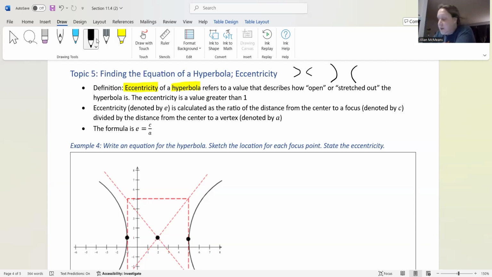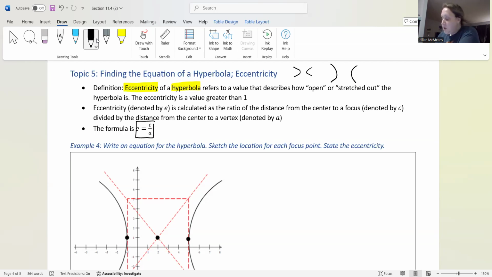Now, eccentricity is denoted by e. We already know that from the previous section. It's calculated as the ratio of the distance from the center to a focus, denoted by c, divided by the distance from the center to a vertex, denoted by a. We use the formula c over a. That's the same formula. We don't have a new formula for it. It just means something a little bit different when you're talking about a hyperbola.